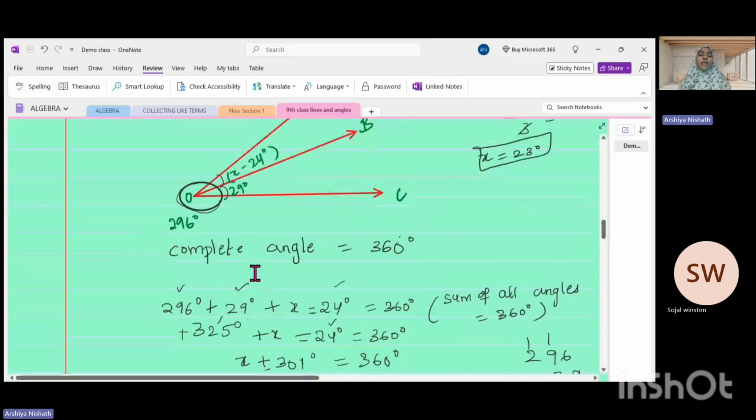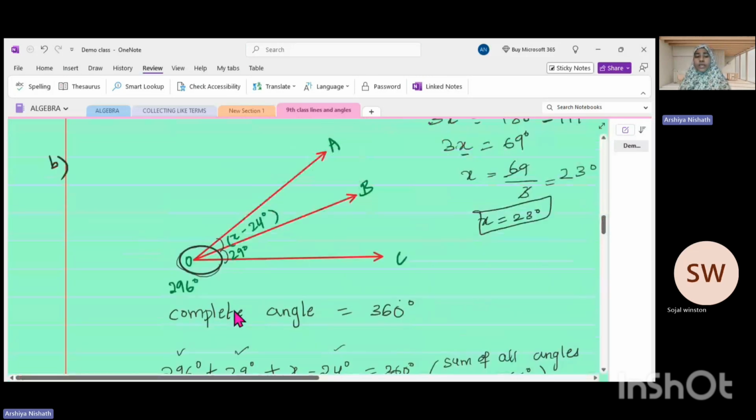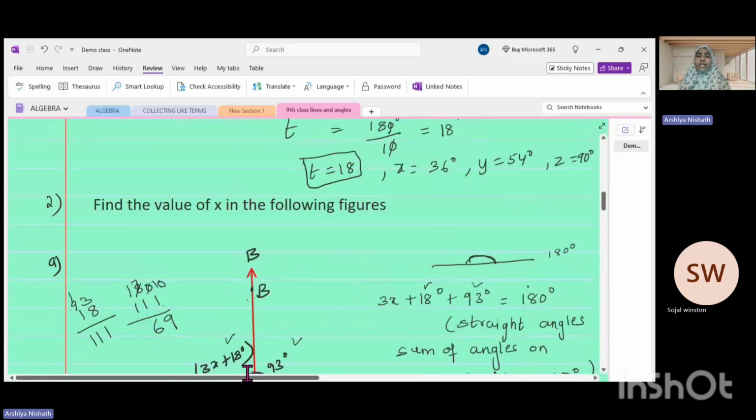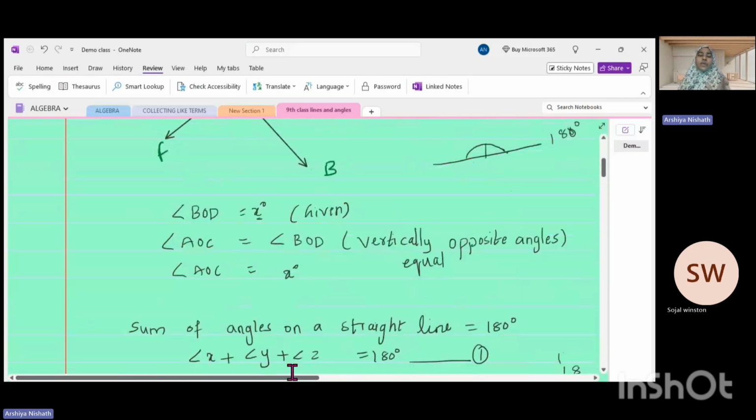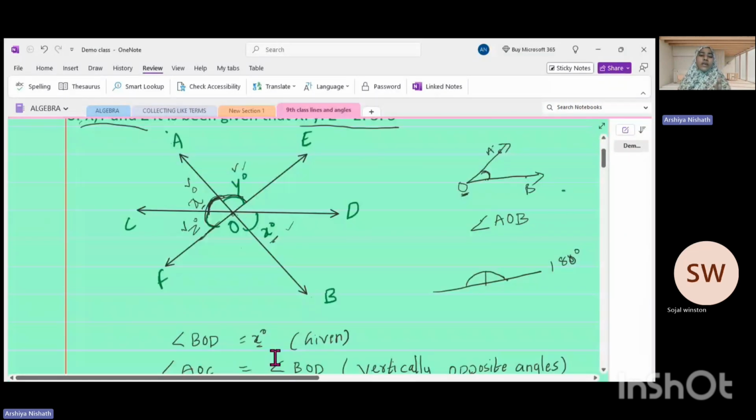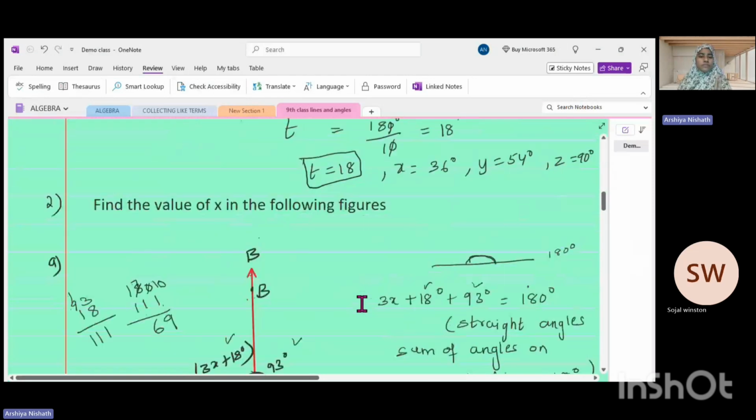How we have done? We are using the concepts. What concepts we are using? The angles on a straight line. The three concepts. In the first one we have used vertically opposite angles. What is the relation? Vertically opposite angles are equal. After that, what we have used? Angles on a straight line. We know it is 180 degrees. So the sum of angles on a straight line is 180 degrees. That concept we have used in these two problems.